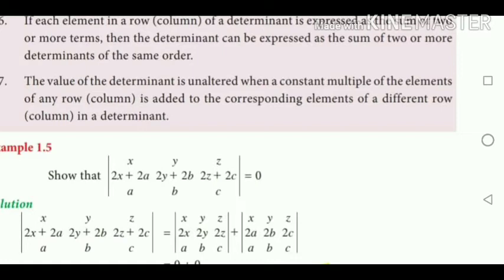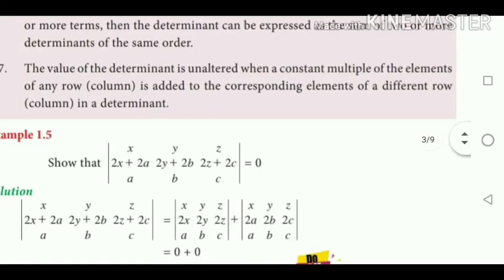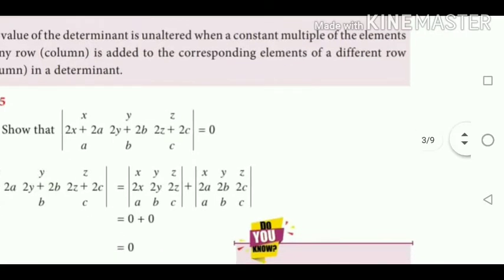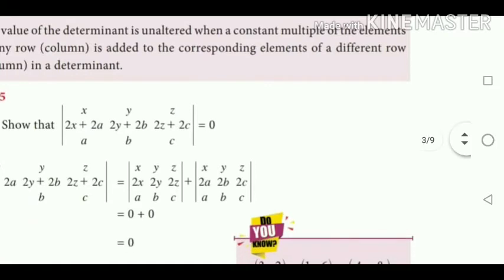I am splitting these two terms into two determinants. Here x, y, z, 2x, 2y, 2z as a, b, c is one determinant. Next to the other determinant is x, y, z, 2a, 2b, 2c. That is, I am splitting these two into two determinants. One determinant contains the x, y term, the other determinant contains the a, b, c term.